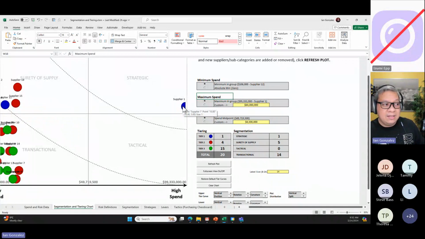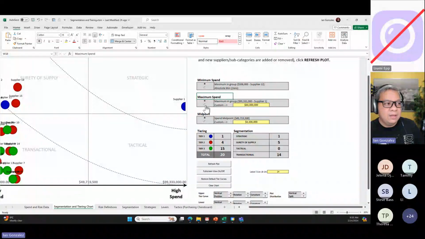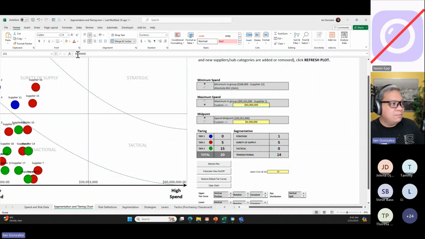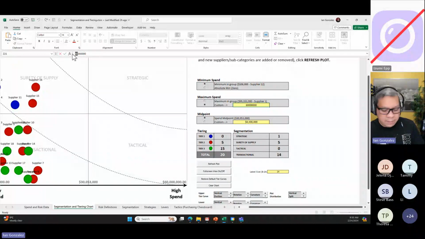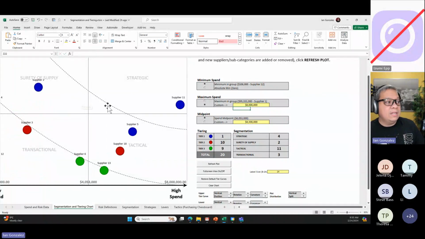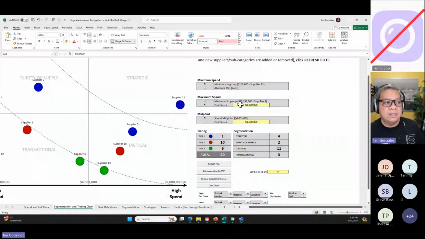If that's the case, then you can make your maximum spend, instead of the maximum of the group, where you see that $90 million supplier, click custom, and then you can change it. I'll just make this, let's say, $8 million. There, and then it fixes itself, because now your maximum is 8 and not that $90 million. So that's when you use the custom option over here.